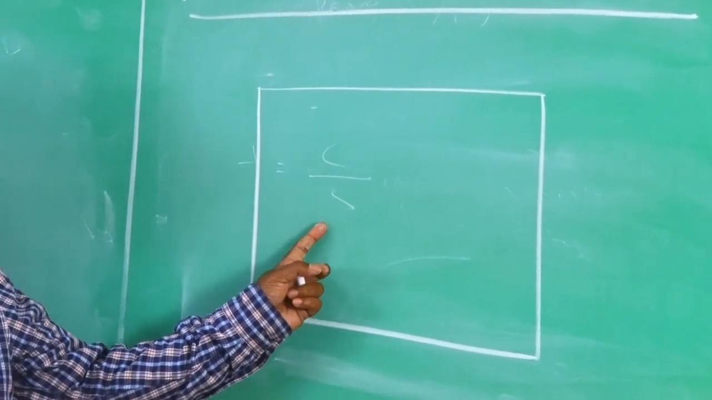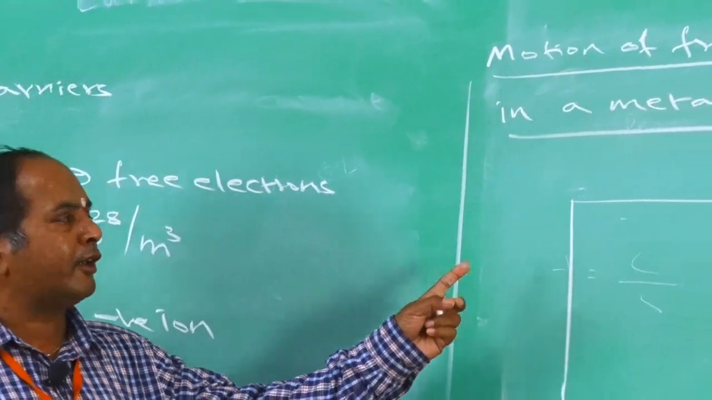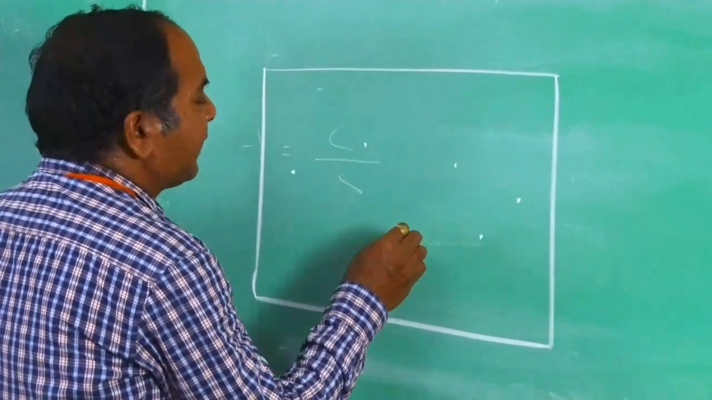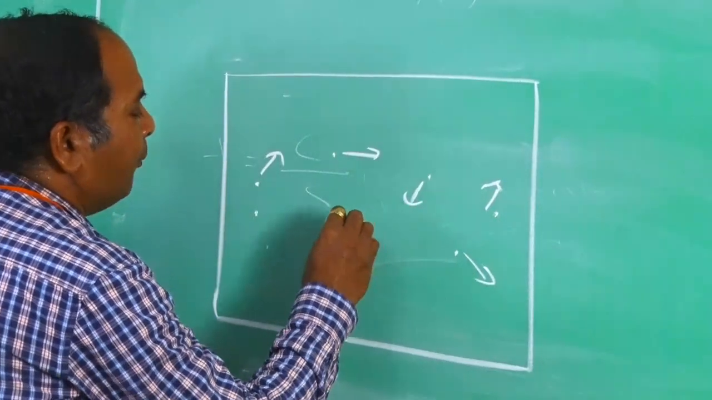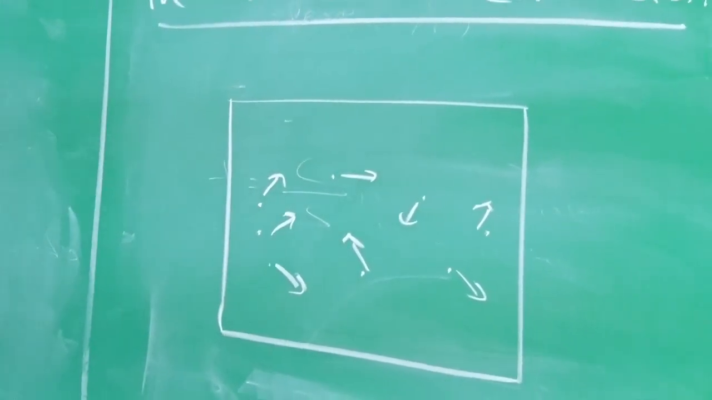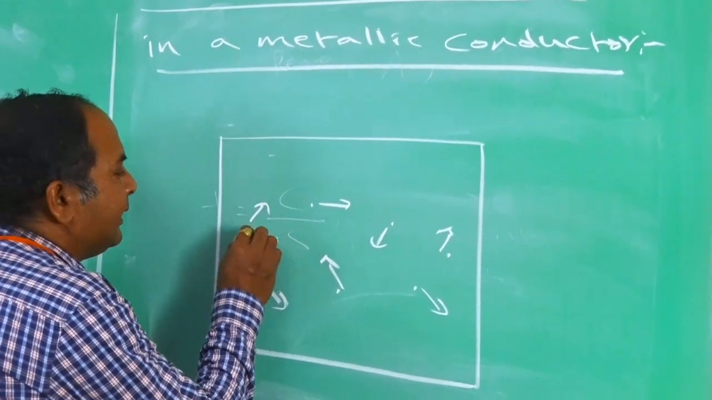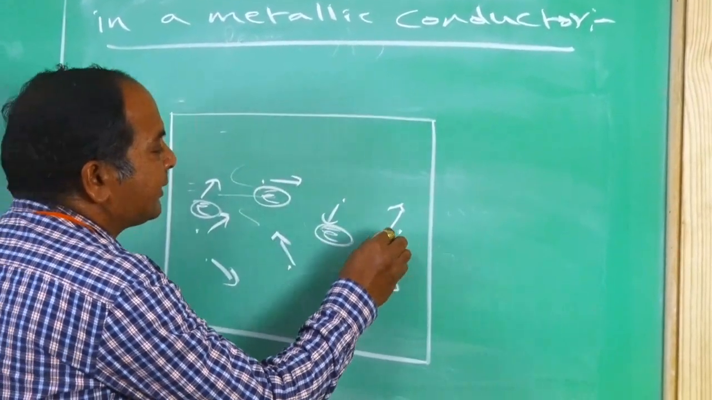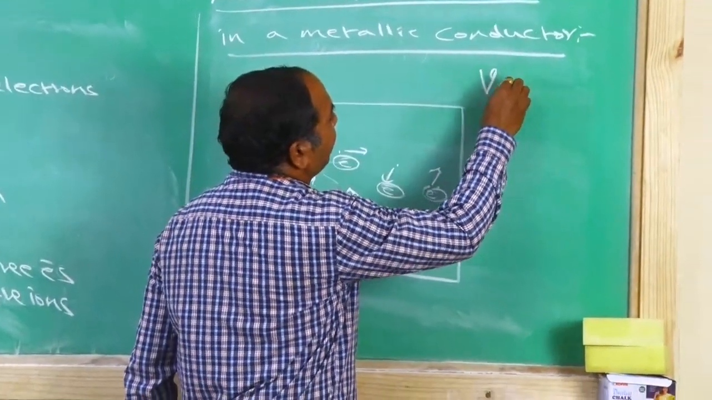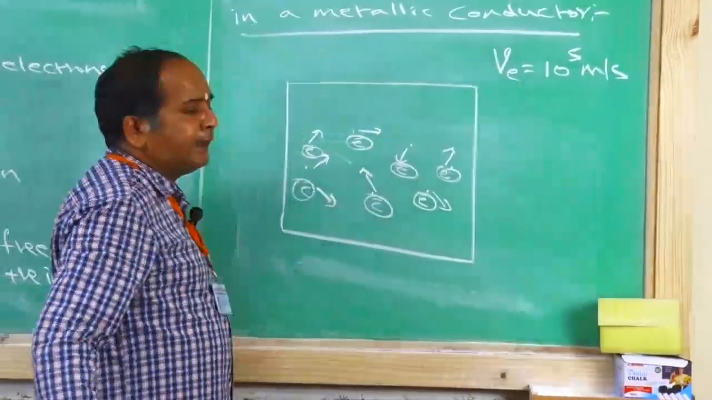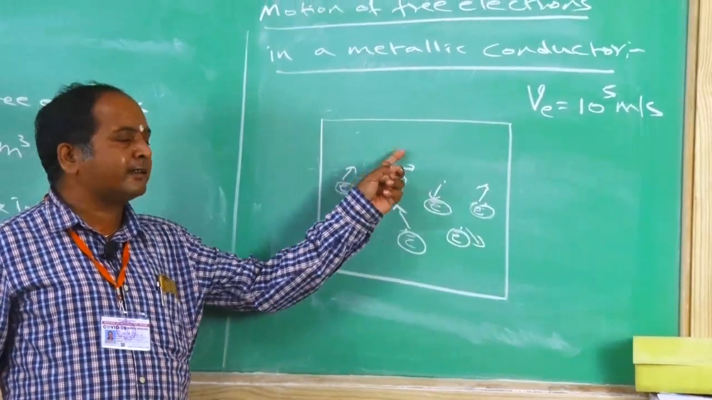In this conductor, we already know the free electron density is 10 to the power of 28 per meter cube. That means so many free electrons are available. Initially, these free electrons are moving randomly in all directions, and they are moving with a high speed. Approximately the velocity of these electrons is 10 to the power of 5 meter per second, a very huge velocity. With that much velocity, these electrons are randomly moving.